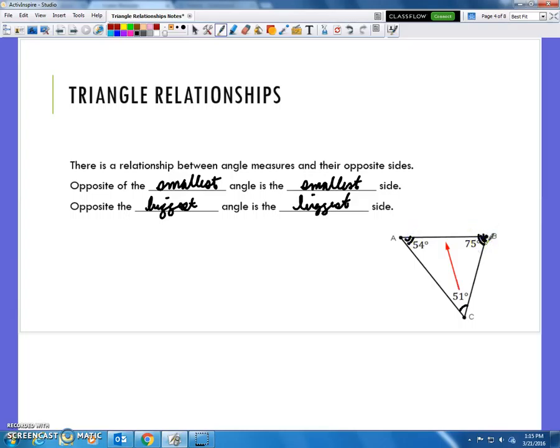Opposite of the smallest angle is the smallest side. So if I'm looking at the smallest angle, 51 degrees, opposite of that would be side AB. He would be the smallest, or I could even put BA if I wanted to. Either way would be fine, any order. The second biggest angle is this guy right here, 54. So across from him would be the second biggest side.